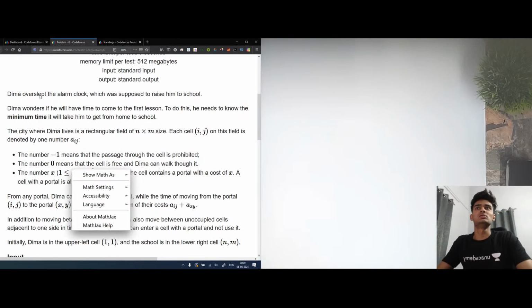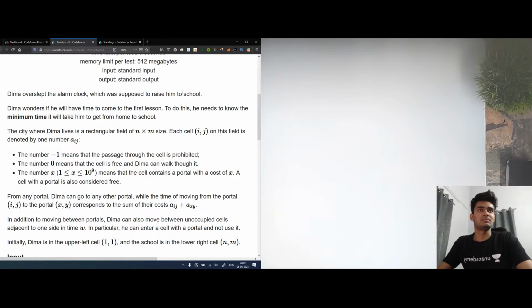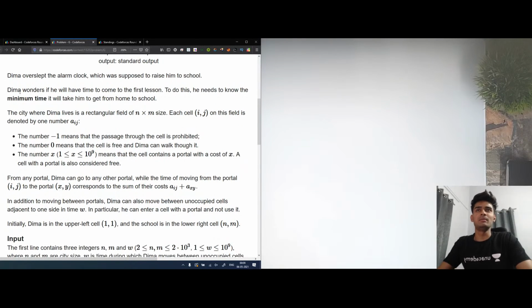So, Dima overslept the alarm clock, which was supposed to wake him up for school. Dima wonders if he will have time to come to the first lesson. To do this, he needs to know the minimum time it will take him to get from home to school.